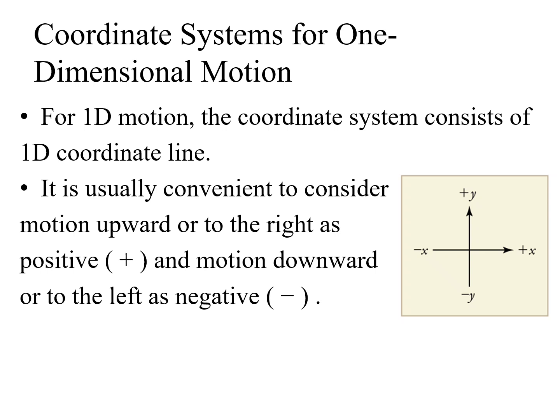Before we can talk about position or displacement, we must choose a coordinate system. For one-dimensional motion, the coordinate system is just a straight line. We choose an origin, choose a positive direction, and then assign a position along that line. Most of the time, motion to the right or upward is positive, and motion to the left or downward is negative. The important point is that the sign of a quantity depends on the coordinate system we choose.